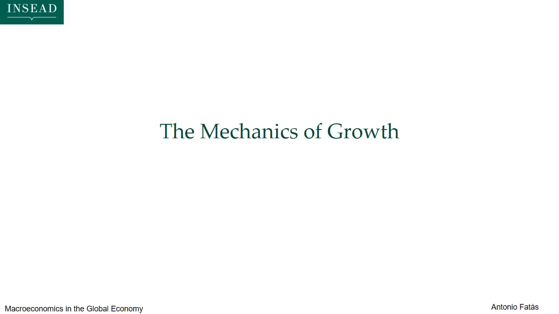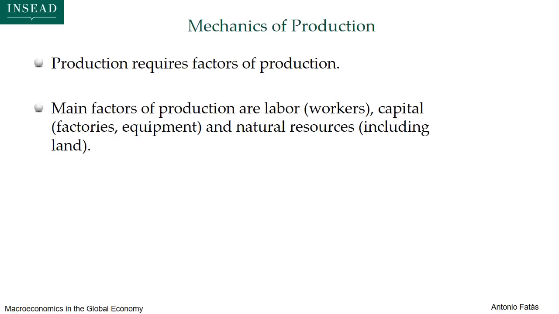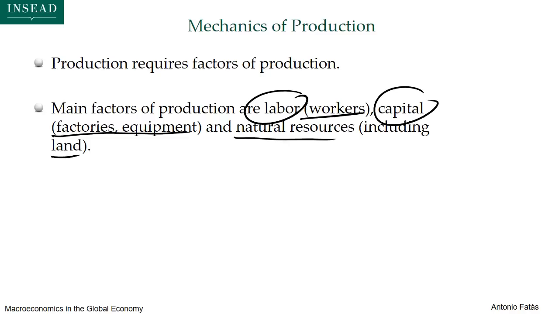In this video, we're going to talk about the mechanics of growth in GDP. Now, production requires what we call factors of production. Typically, we talk about factors of production in different categories. We talk about labor, workers; we talk about capital, factories, equipment; we talk about natural resources, and that includes the land that we use in a country.